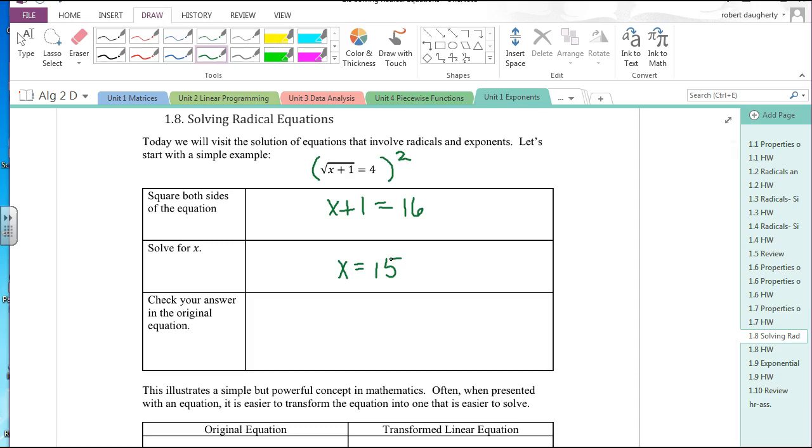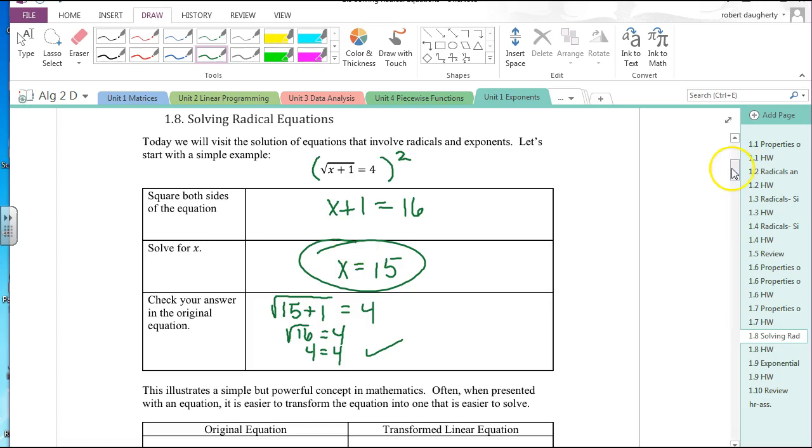Now, you want to get in the habit of checking your answer, okay? This one's going to work out, but let's just check our answer. Let's check 15 plus 1. What's 15 plus 1? 16. What's the square root of 16? 4. Does 4 equal 4? All day long. So that answer is correct, okay? X equal 15 is a correct solution, and I verified that it worked, okay? Now, what is happening here?